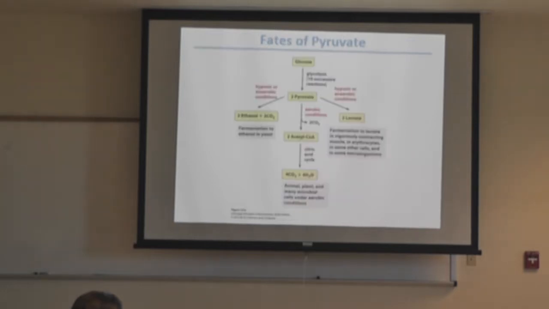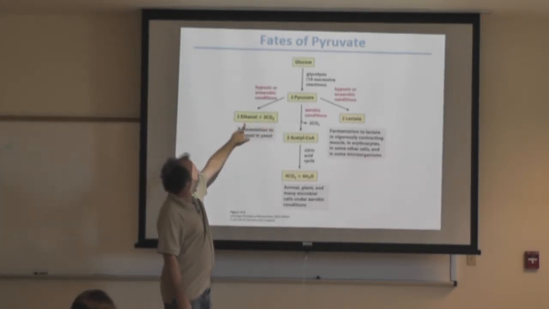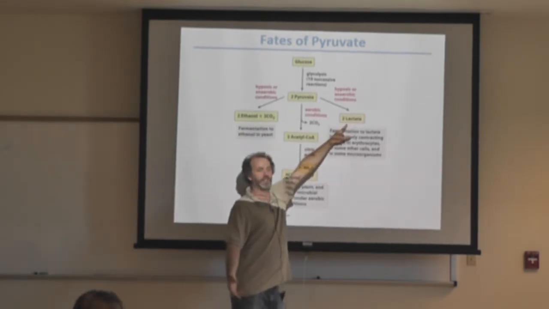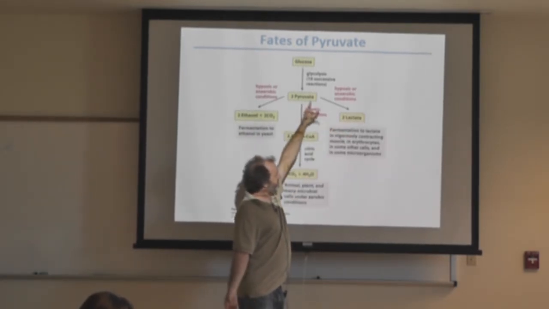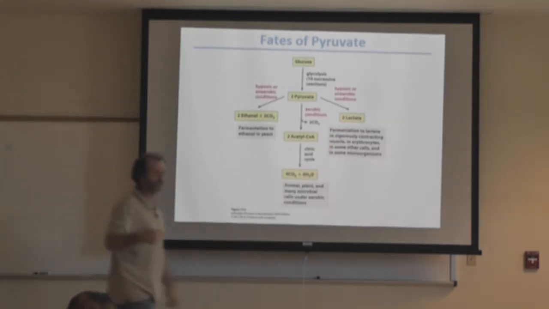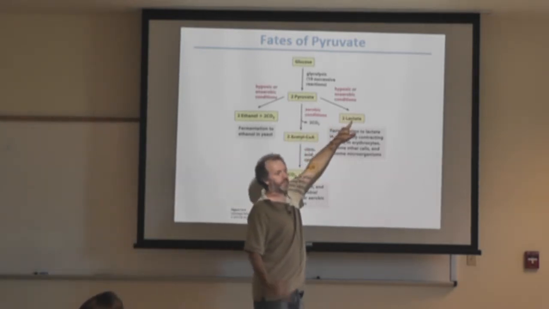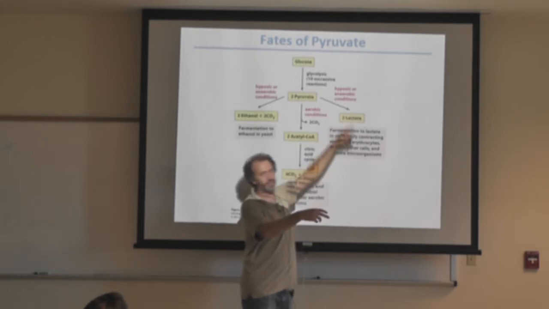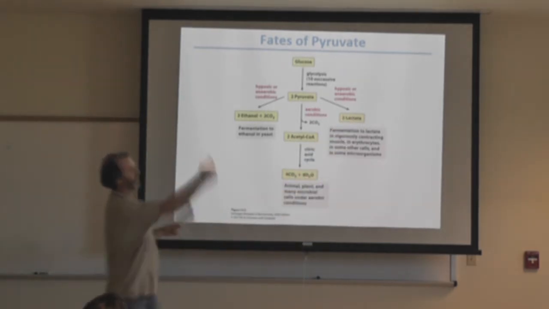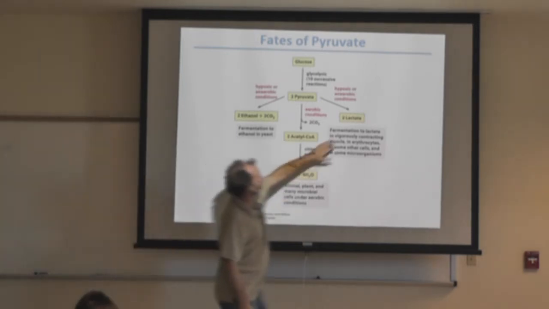So this is where the fates of pyruvate come in. For anaerobic conditions, to regenerate that free NAD, you can either produce ethanol by fermentation or lactate. You take pyruvate and you reduce it to lactate. And in the process of reducing it to lactate, you've reoxidized the NADH, so you have NAD plus again that can then go back and produce more ATP via anaerobic glycolysis. But what do we do with all this lactate?